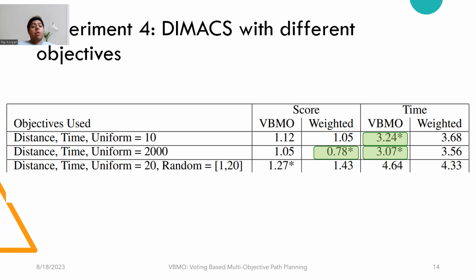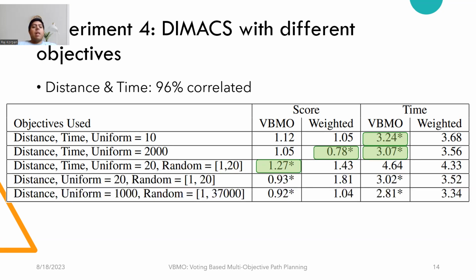Third was with 4 objectives now, including a random objective. And in this case, VBMO scored significantly better. And the last one, well, I looked at the data set further and found that distance and time were 96% correlated. And so I took out time because VBMO is comparing objectives performance on other plans. And if distance and time are highly correlated, a plan that does well on distance will also do really well on time. So here we use distance, uniform, and a random objective, and VBMO does significantly better in terms of score and time.